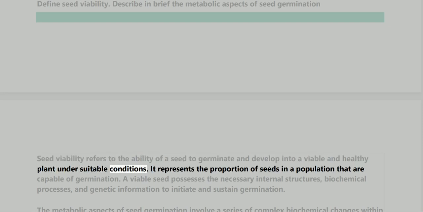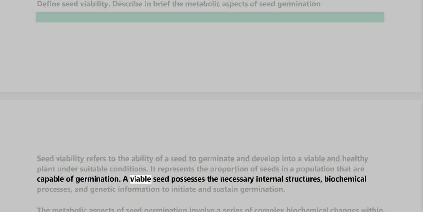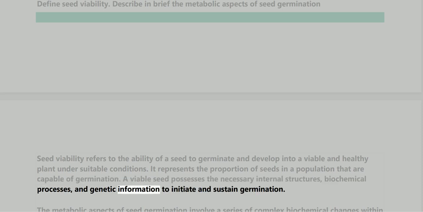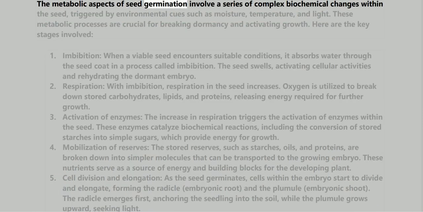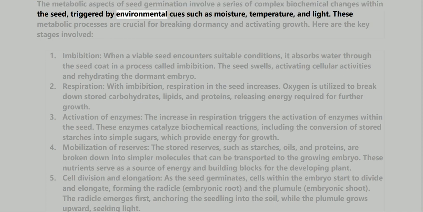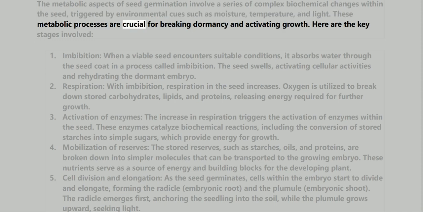It represents the proportion of seeds in a population that are capable of germination. A viable seed possesses the necessary internal structures, biochemical processes, and genetic information to initiate and sustain germination. The metabolic aspects of seed germination involve a series of complex biochemical changes within the seed, triggered by environmental cues such as moisture, temperature, and light. These metabolic processes are crucial for breaking dormancy and activating growth.